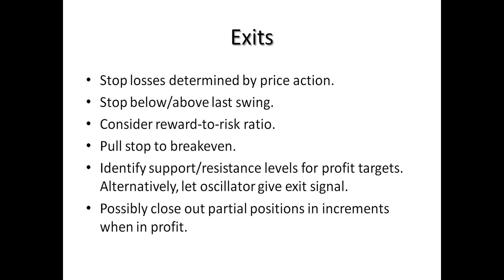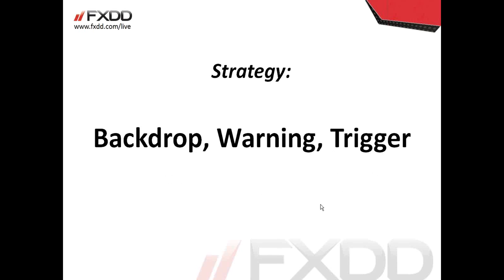Now, like I mentioned, you identify support and resistance levels for profit targets, and alternatively, you can let the oscillator give you an exit signal as well. So when the oscillator moves to the other side of overbought or oversold, that's a possible exit signal as well. Okay, all right, so this is the strategy that I'd like to talk about. Let me first see if there are any questions here.